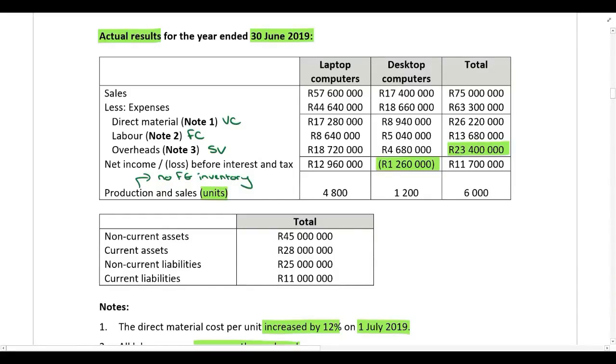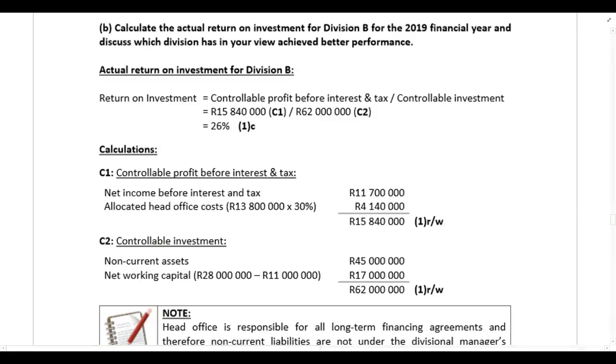So, how do we calculate return on investment firstly? Now guys, I'm just going to jump to the suggested solution because this is a very simple calculation. You need to know your formulas. There's no excuse for not knowing the formulas. So I'm not going to waste time writing all of this out. You should not have struggled with this part of the required. It is very straightforward. How do we calculate return on investment? It is controllable profit before interest and tax divided by controllable investment.